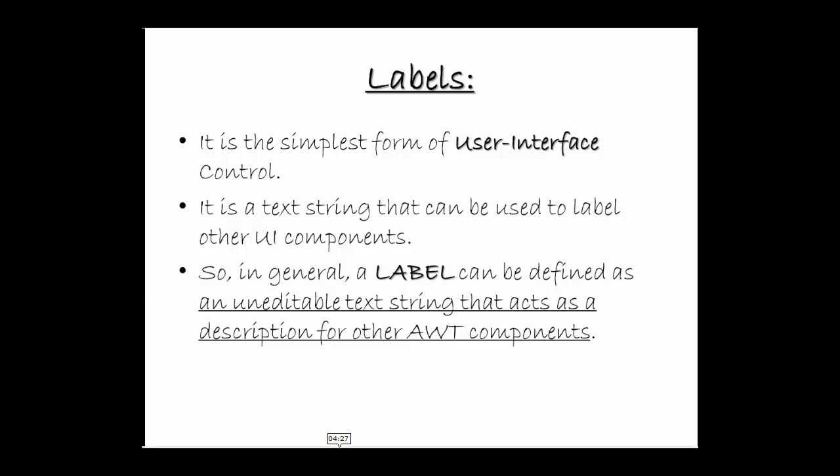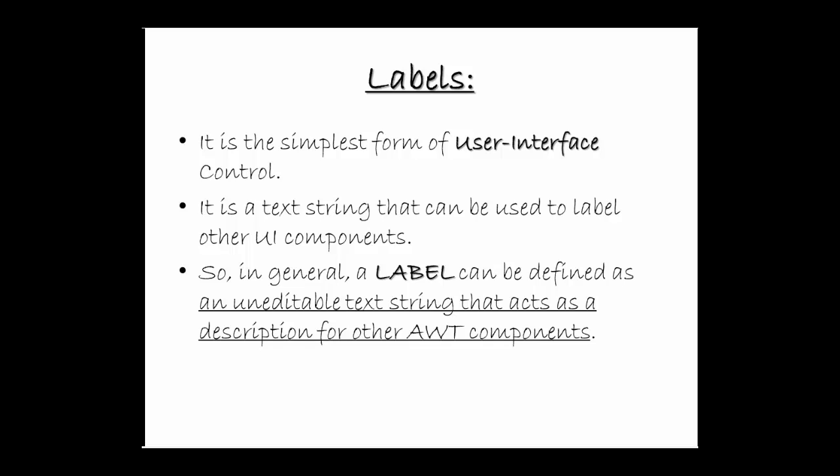A label is the simplest form of user interface control. It is a text string that can be used to label other user interface components. In general, a label can be defined as an uneditable text string that acts as a description for other AWT components. So a label is an uneditable text string. That means normal users, those who will use it, cannot edit it.